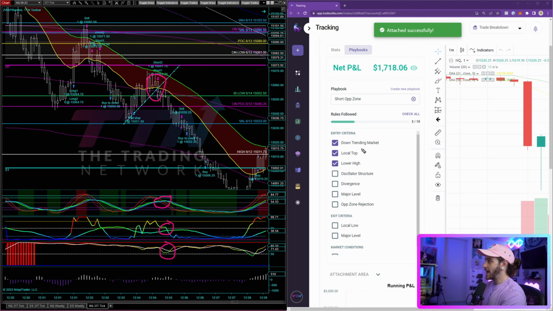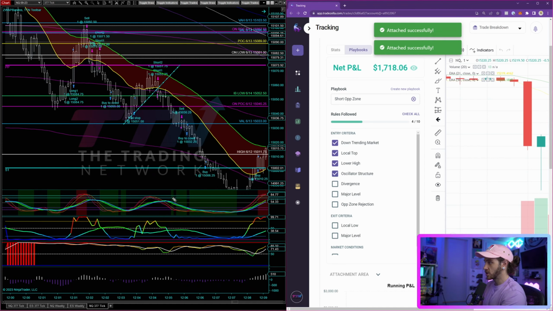Now, we also have delta confirmation. I don't have delta confirmation on this entry criteria because it's not something that is super important for me to take this setup. But if we really want to get down to it, we have an extra checkbox that's not even on here. So let's just go back real quick and check the rest of the boxes.